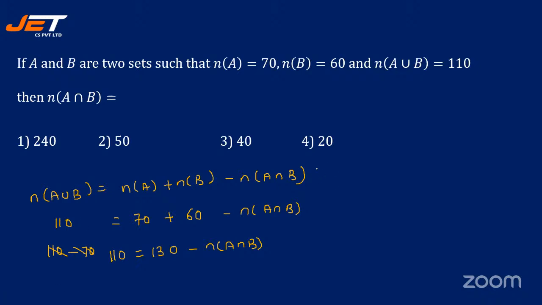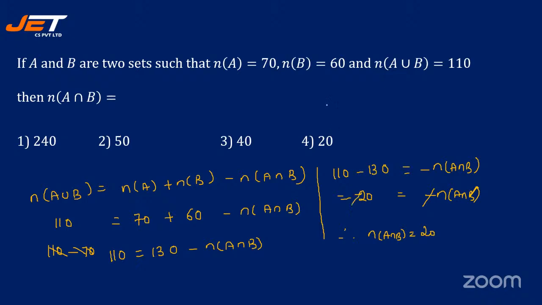So 110 minus 130 is equal to minus n of A intersection B. So it is minus 20 is equal to minus n of A intersection B. Therefore, n of A intersection B is equal to 20. Minus minus gets cancelled. So option 4 must be the correct answer.